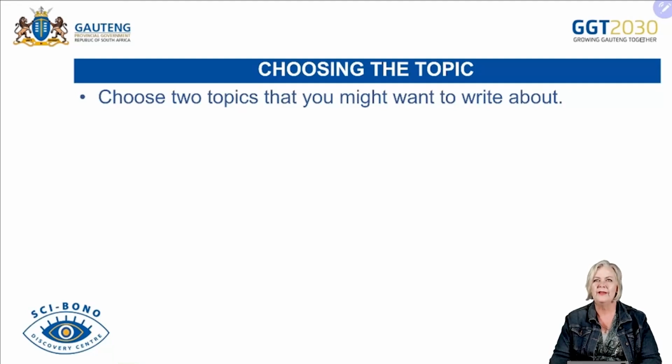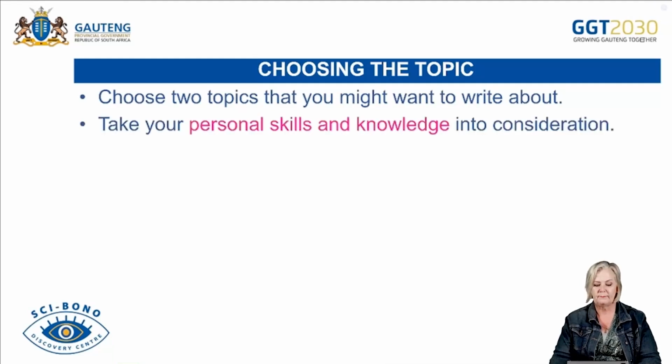And most probably the second one would be the one that you have a lot to say about, that you have diction, words, vocabulary that you love to use, something that you take a special interest in. Take your personal skills and knowledge into consideration when you choose your topic. What do I mean by that?